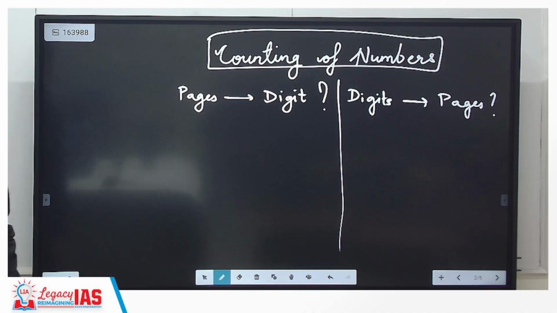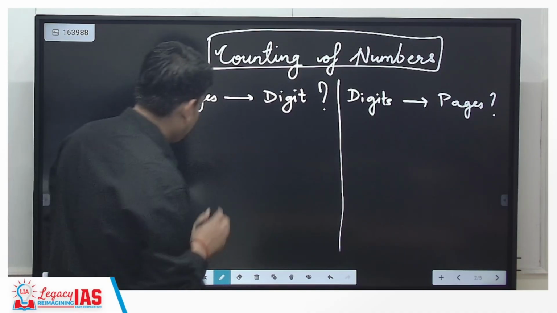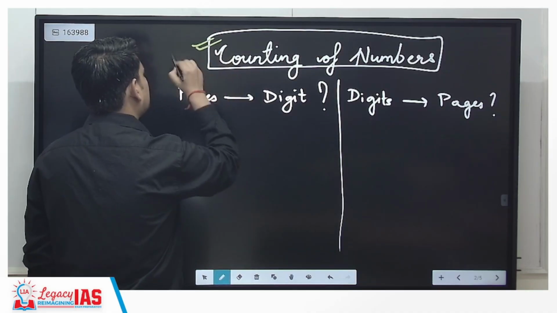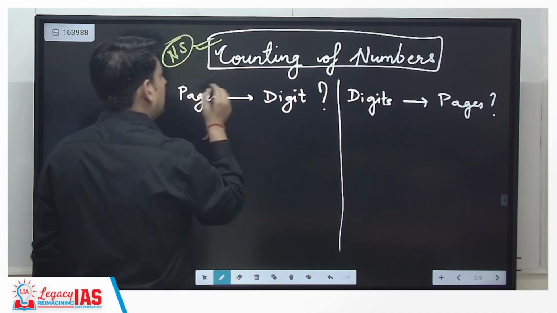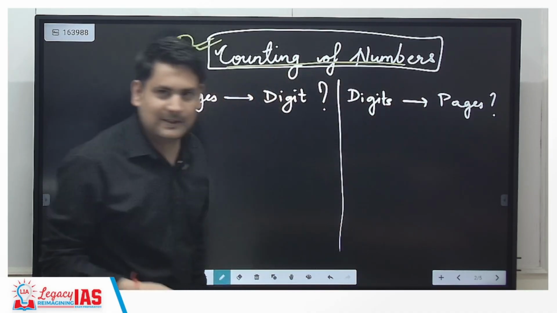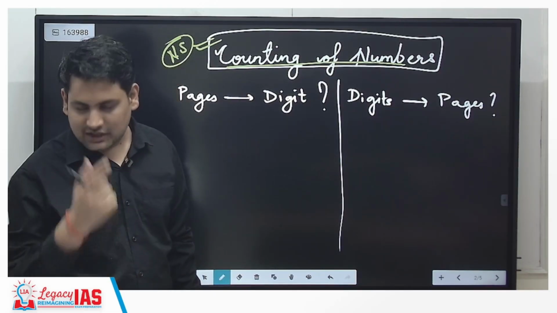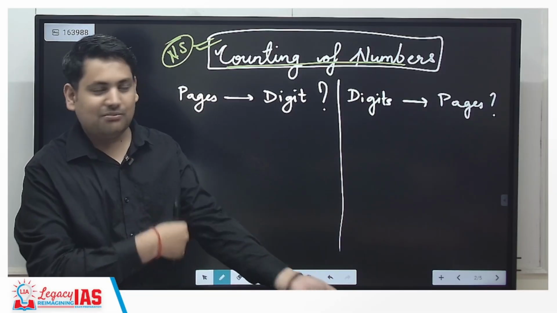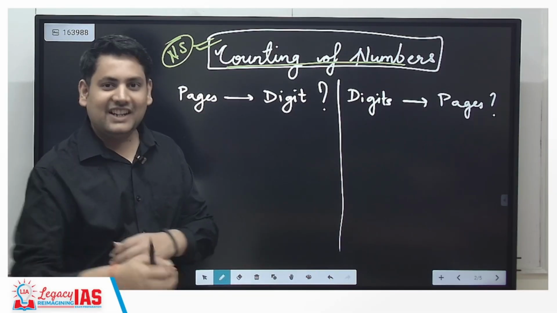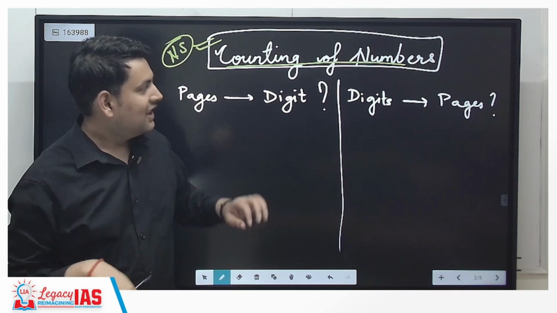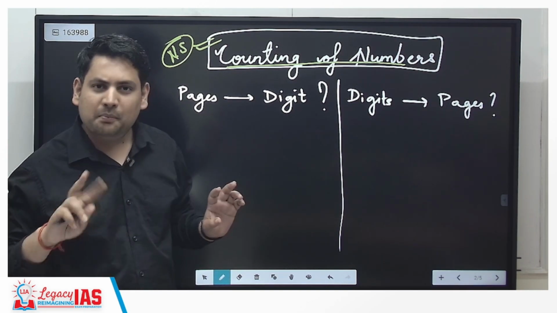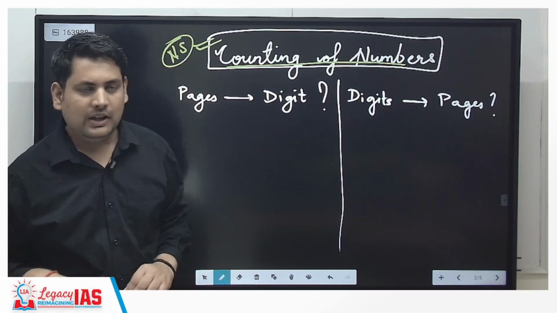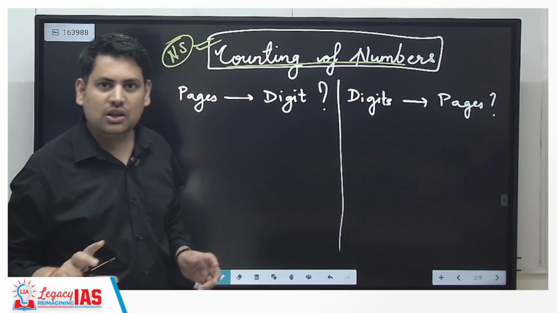Welcome to Legacy IAS. Today we are going to learn an important concept from number system, that is counting of numbers. Now counting of numbers seems very easy to you, like everybody can count numbers. See, it gets a bit tricky here. So mainly two models of questions can be asked from this, that we'll understand using a book example.